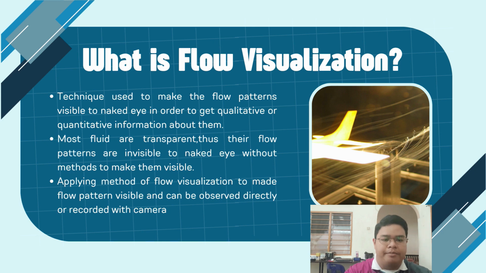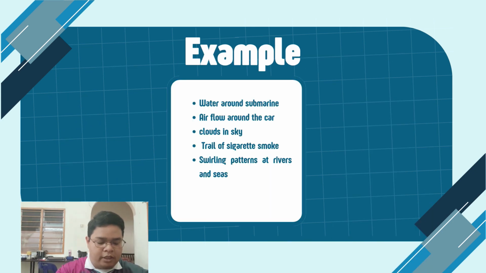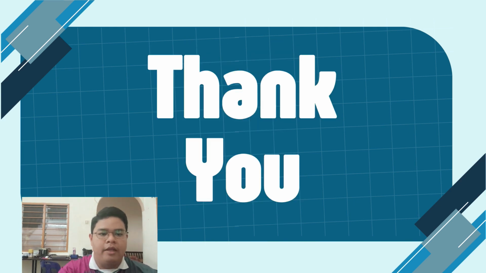By applying methods of flow visualization, flow patterns are made visible and can be observed directly or recorded with a camera. Examples of flow visualization are water around a submarine, airflow around a car, clouds in the sky, the trail of cigarette smoke, and swirling patterns at rivers and seas. That's all for me. Thank you.